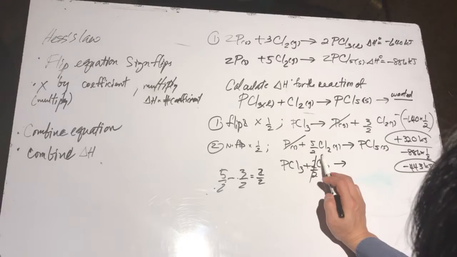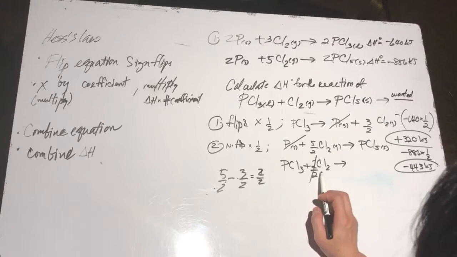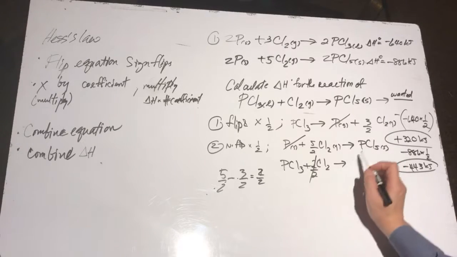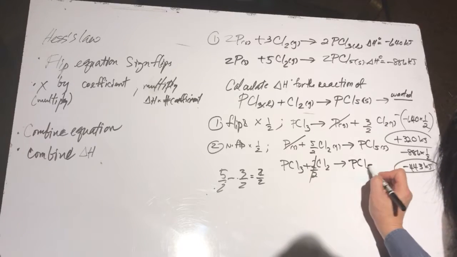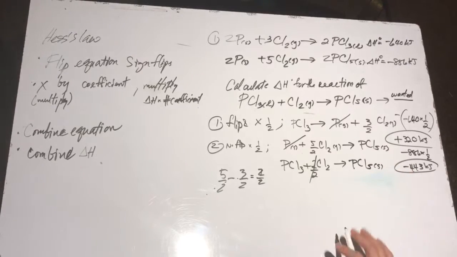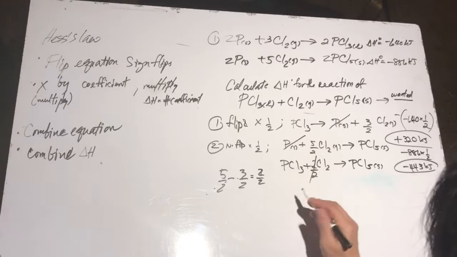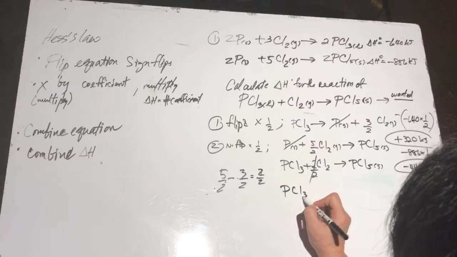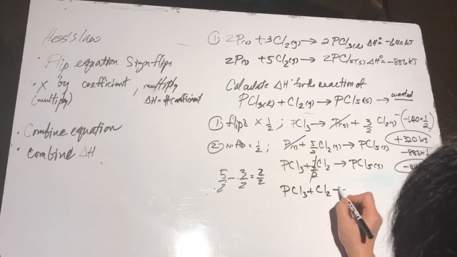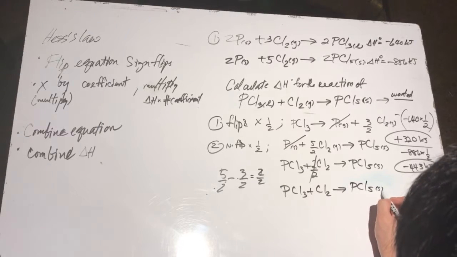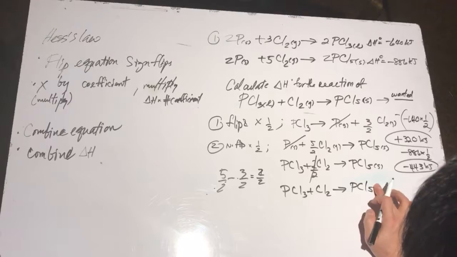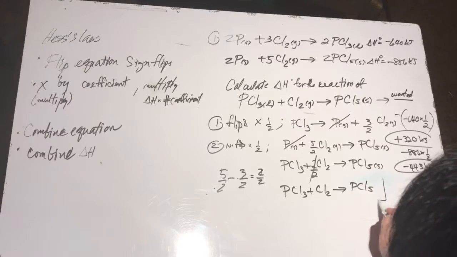Since on the left hand side we have more, that's why the answer has to be on the left hand side. So basically we cancel that one out. So we have PCl5 solid. Rewriting them again: PCl3 plus Cl2 gives PCl5 solid. So this is the equation that we're looking for.